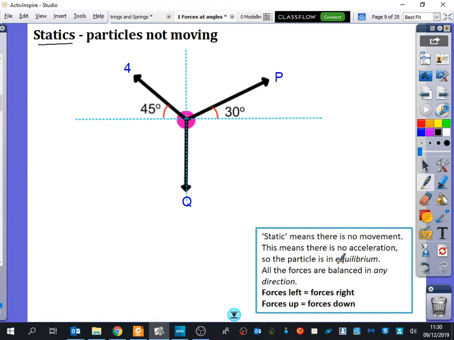We come across this later on when we study moments, which is about seesaws and beams that will be moving. Those will also be in equilibrium, which means it's always going to be balanced in any direction that you look at things with. Forces left, forces right are equal, forces up, forces down are equal to each other.